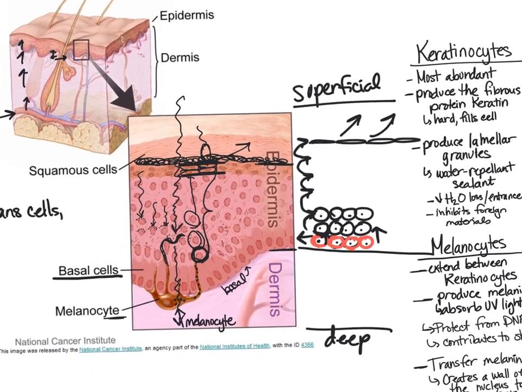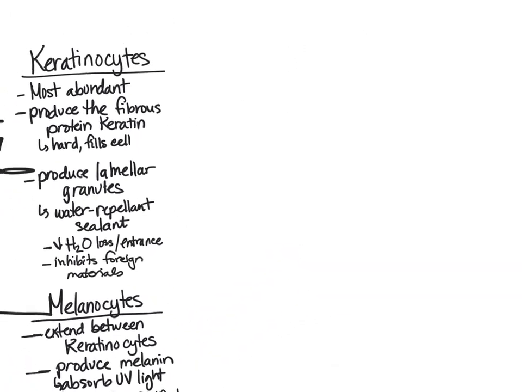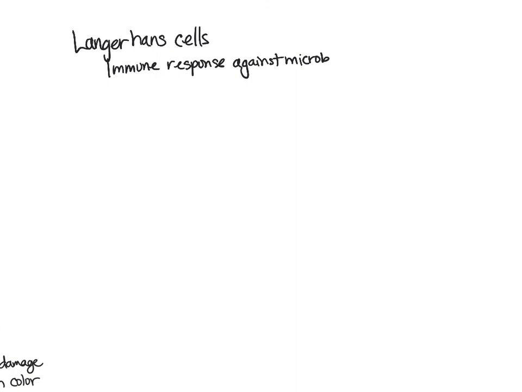The next type of cell that we're going to talk about are the Langerhans cells. So we'll briefly mention the Langerhans cells. Remember that the Langerhans cells are going to assist in the immune response against microbes. They are going to help other immune cells recognize an invading microbe and then destroy it. So they assist in the recognition of these different microbes.